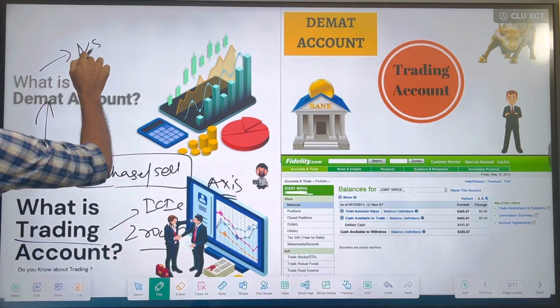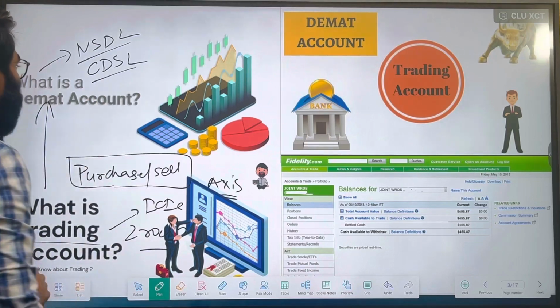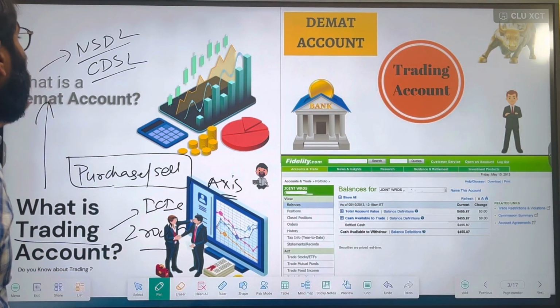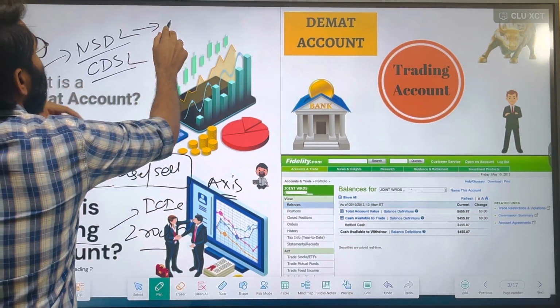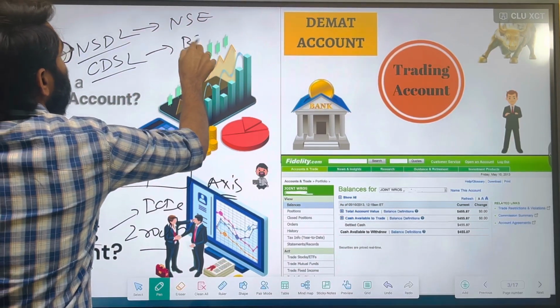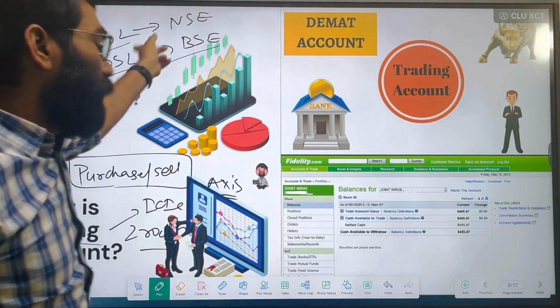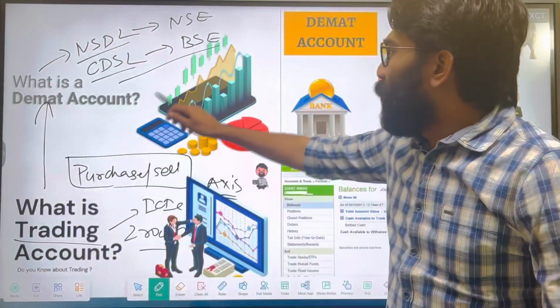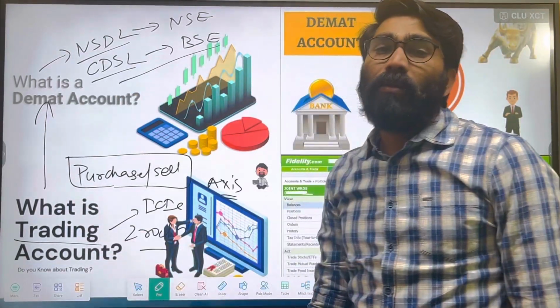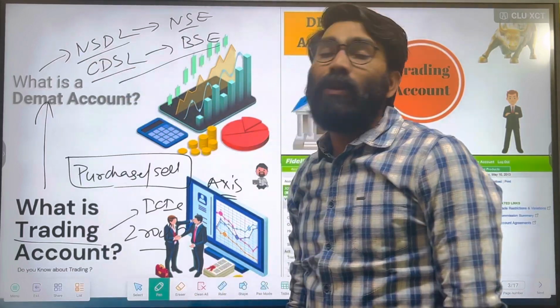NSDL, CDSL. They offer the digital account or Demat account where you can hold the securities. NSDL works for NSE and CDSL works for BSE, the Bombay Stock Exchange. If you want to access the BSE market, then CDSL will work for it, and if you want to access the NSE market, then NSDL works for it.